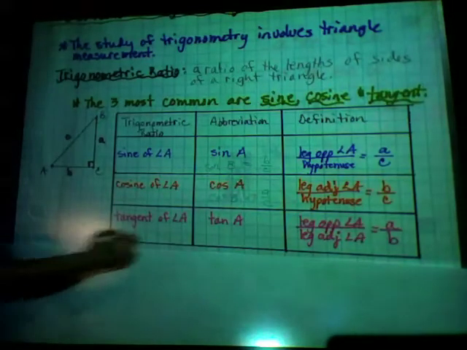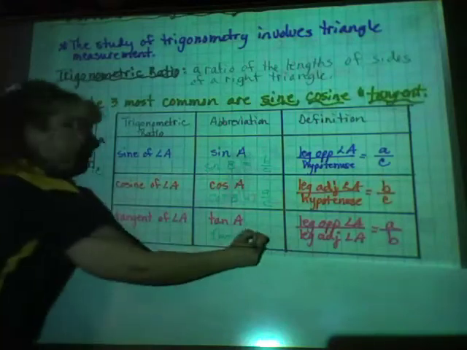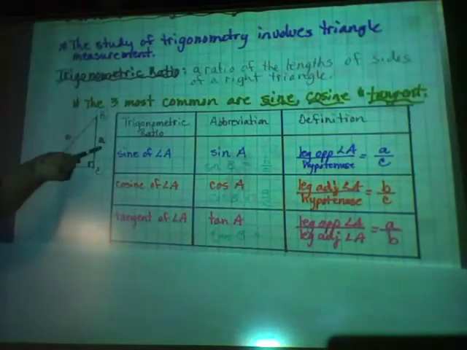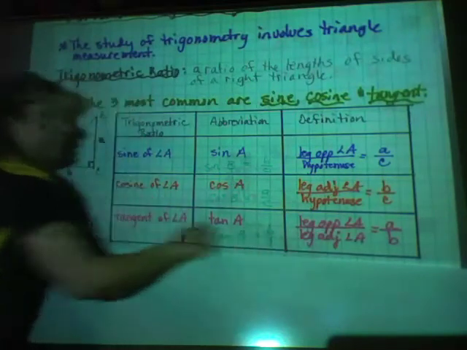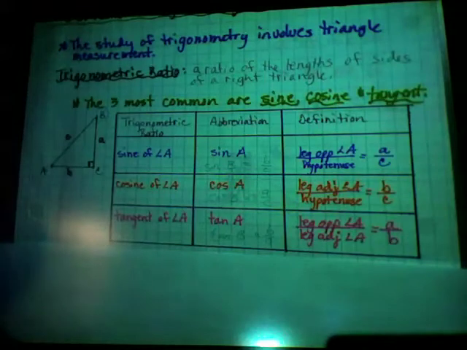And then your tangent of B would be what? Here's your angle of reference. Opposite over adjacent. What's the opposite? B. And what's the adjacent? A. Aren't these reciprocals of each other? Okay. So sine, cosine, and tangent will change depending upon your angle of reference.